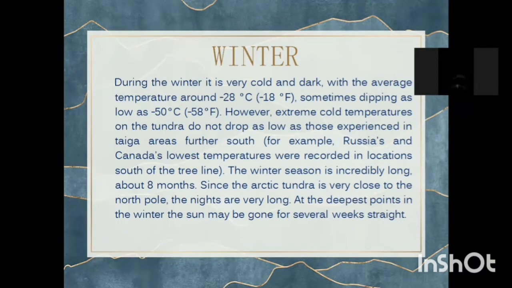However, extreme cold temperatures on the tundra do not drop as low as those experienced in the taiga areas further south. For example, Russia's and Canada's lowest temperatures were recorded in locations south of the tree line. The winter season is incredibly long, about 8 months. Since the Arctic tundra is very close to the North Pole, the nights are very long. At the deepest point in the winter, the sun may be gone for several weeks straight.